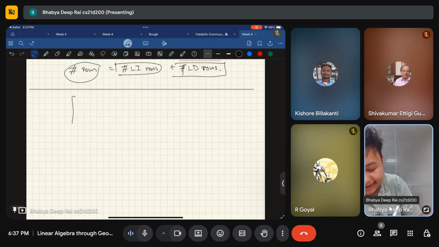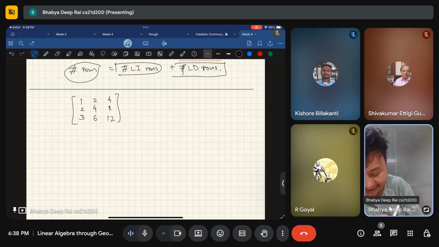So clearly, 1, 2, 3, and 2, 4, 6, and 4, 8, 12. There are so many linear dependences.